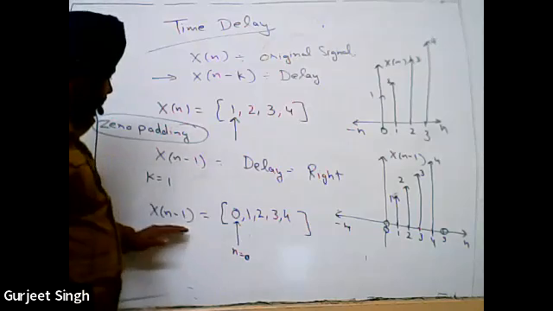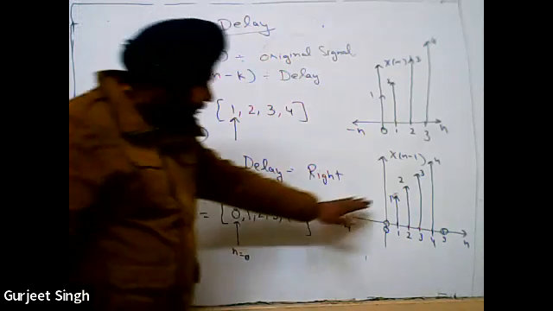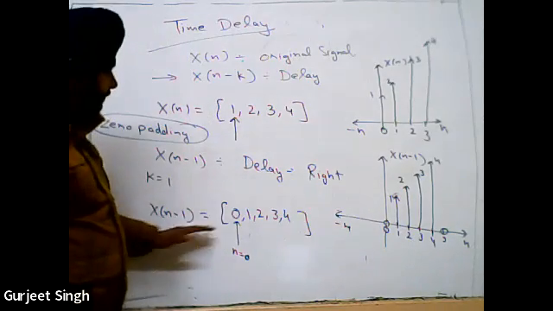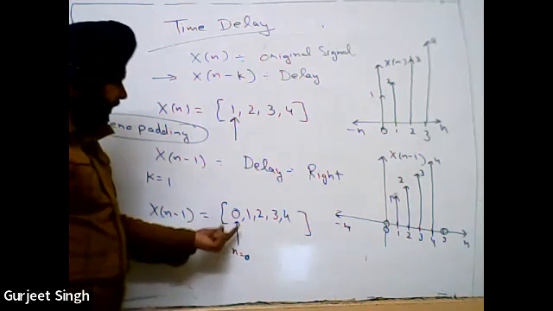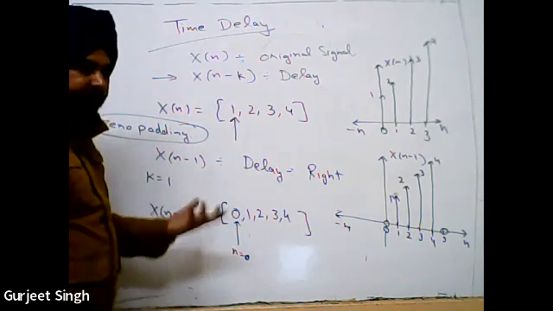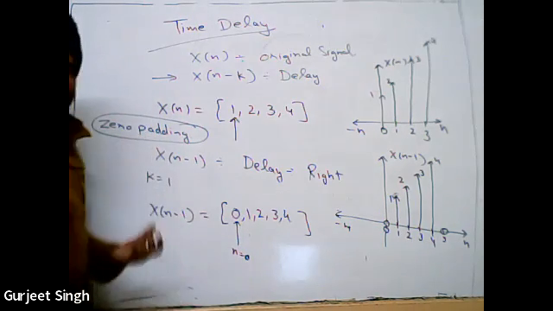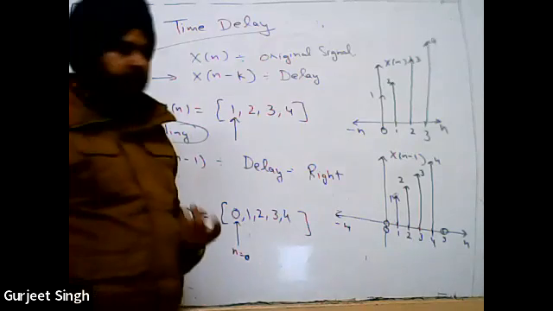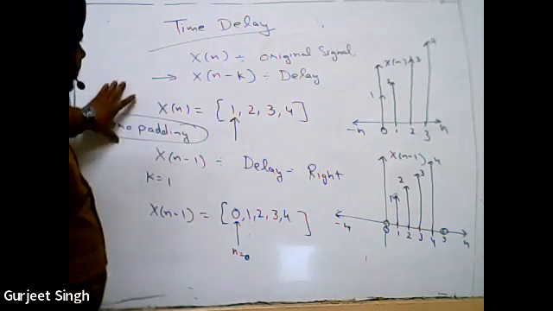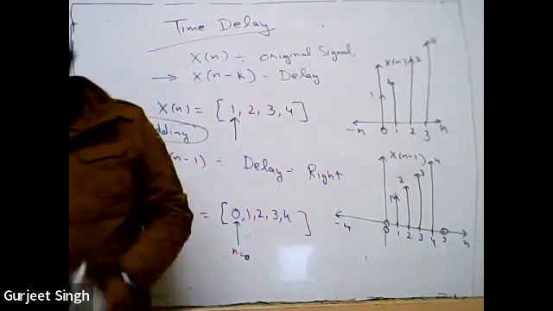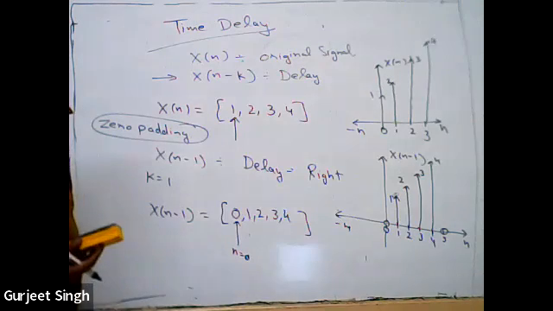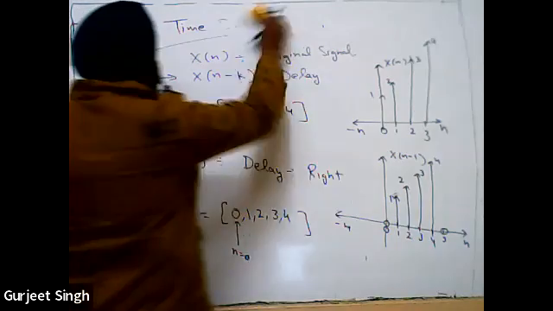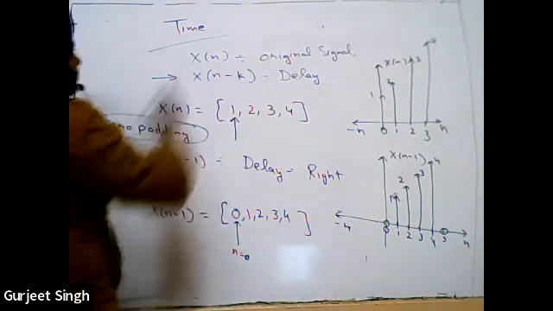This is how I represent this signal graphically and mathematically. When I add the 0 at the starting of the signal to represent that signal, that process is called the zero padding phenomenon. So this is all about the time delay operation. The next type we have is the time advance. This is the first type, the time delay, and the second type is the time advance.